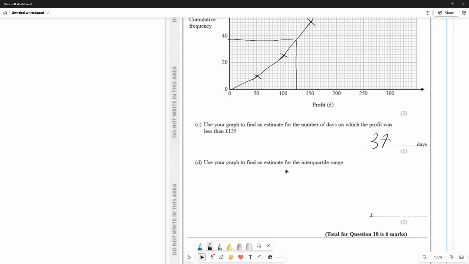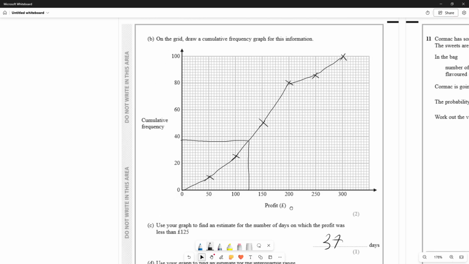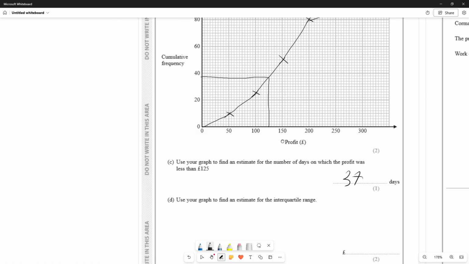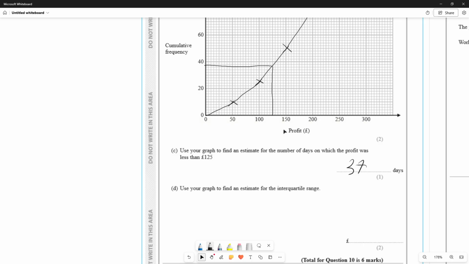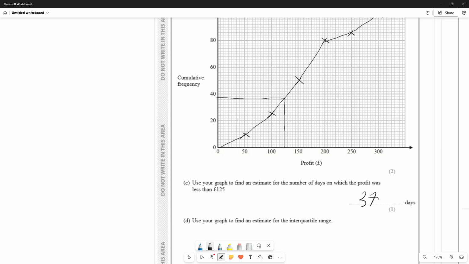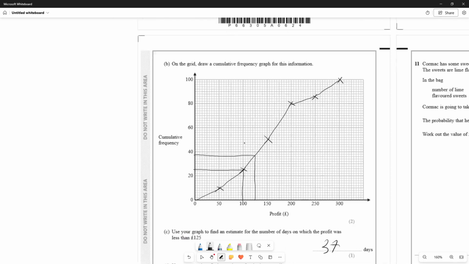Let's do part D. Use your graph to figure out the estimate for the interquartile range. The interquartile range is 75% of the amount minus 25% of the amount, or the upper quartile minus the lower quartile. So let's figure out where 25 is on this, which is over here. And we know that's 100. I really should be using my mouse, so I do apologize. But let's go here. So 25 there, and then 100 is there. Use ruler, please. I can't really use ruler on online software without my mouse bugging. And then let's figure out where the 75 is. So 75 is there.